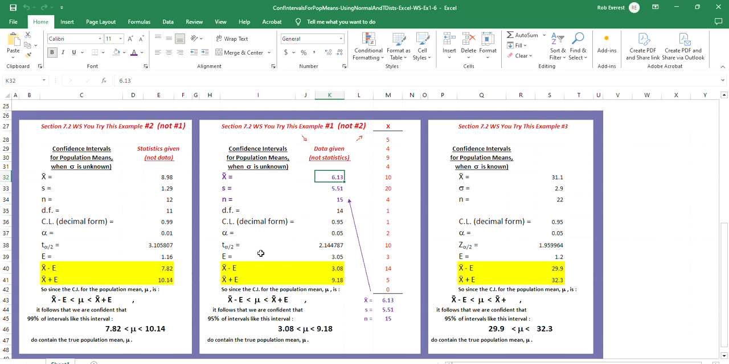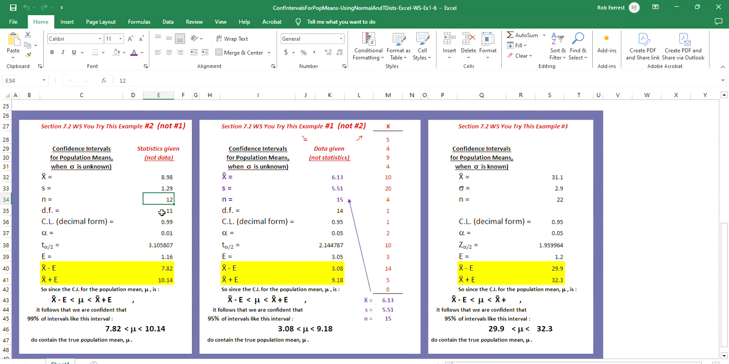Going to example number 2 is this first problem over here on the left, and that dealt with the number of hours of sleep per night that patients were able to achieve after having hypnotherapy. And the average hours of sleep given were 8.98, almost 9 hours of sleep a night. Wow. Maybe I need to get some hypnotherapy. The standard deviation of that sample was 1.29 hours. There were 12 people in that study.